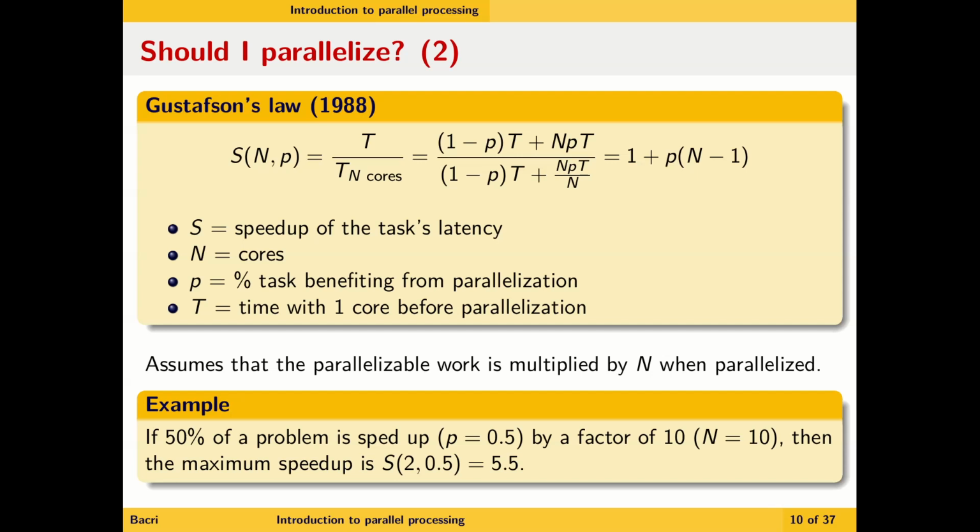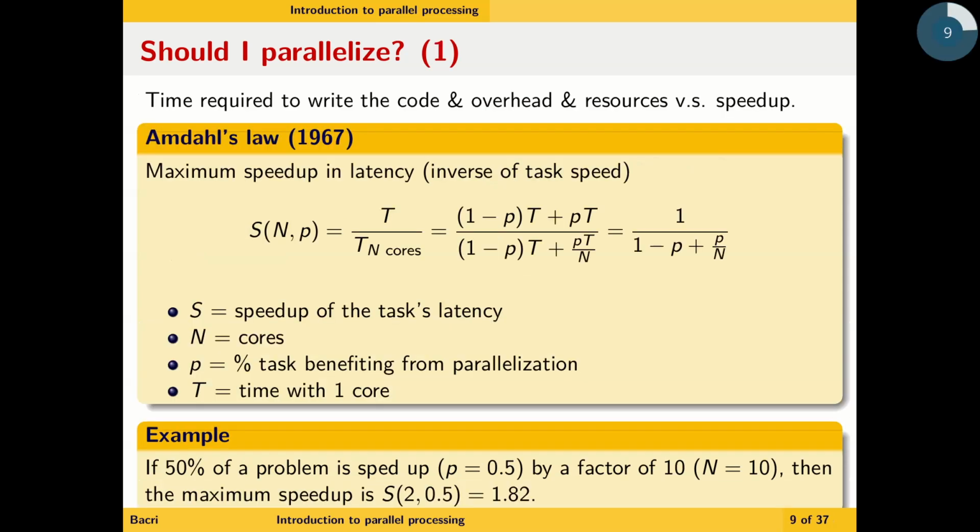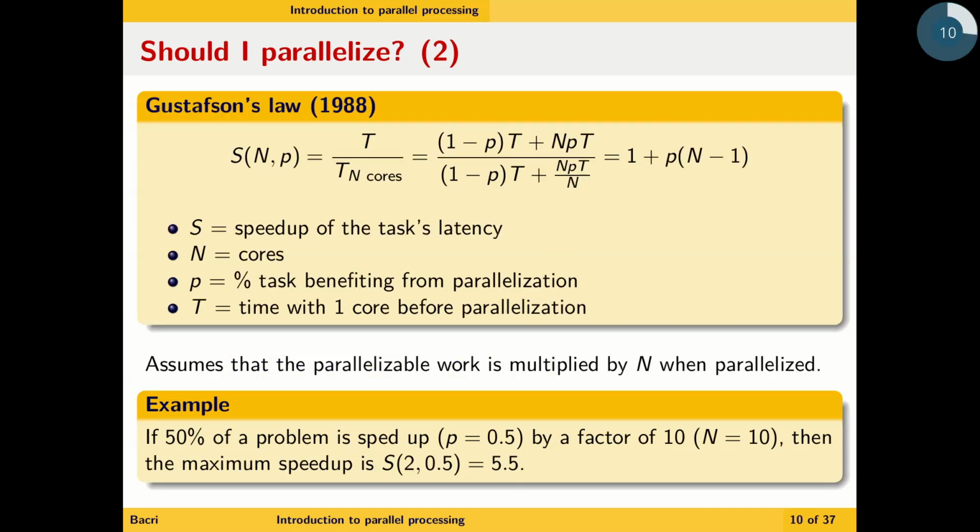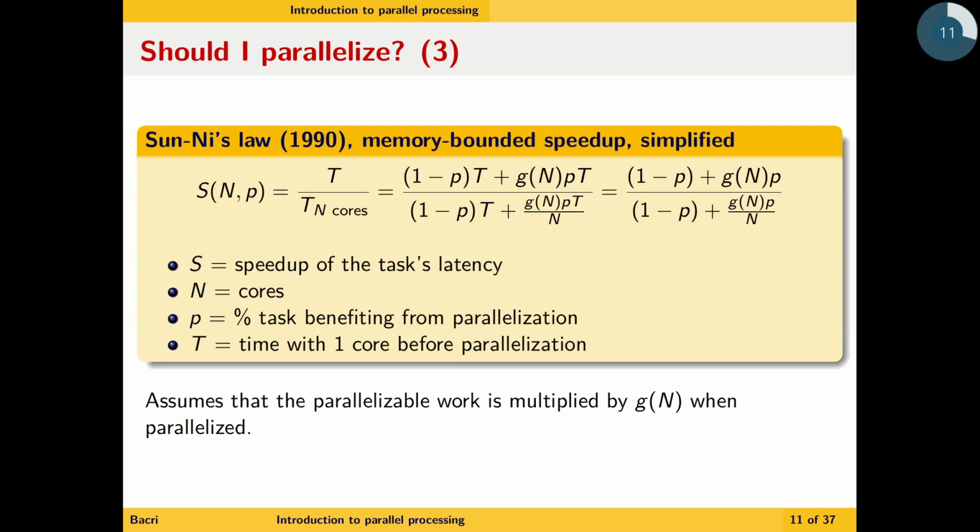In practice, unless you run a large project, you would use the first law because it is quite simple and a decent estimate. There's a way to generalize this, because some people found out that, well, why multiply the workload by n instead of by any function of n? So this is called Sun-Ni's law, and also called the memory bound speedup.